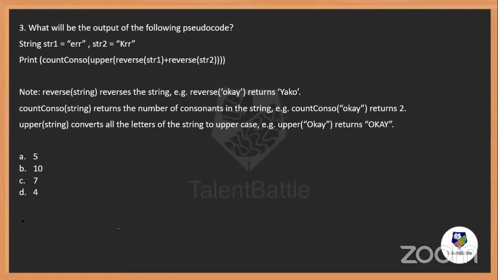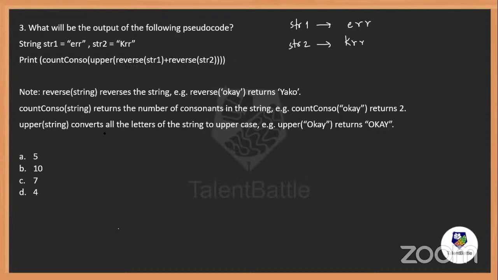What will be the output of the following pseudocode? Strings are given to us: str1 is ERR and string 2 is capital KRR. So we have two strings actually. Then we have to print count conso, again a function upper, again a function reverse of string 1 and string 2. So the result of all these operations we have to print at the end.